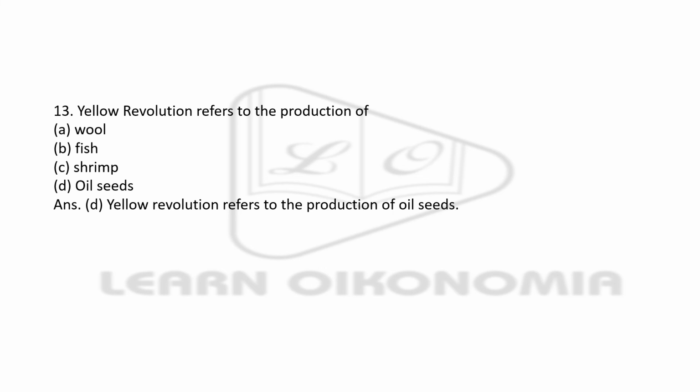Now, the yellow revolution refers to the production of dash: wool, fish, shrimp, and oilseeds. You might be confused between wool and oilseeds. The right answer is that yellow revolution refers to oilseeds only. Okay, option D. Next.